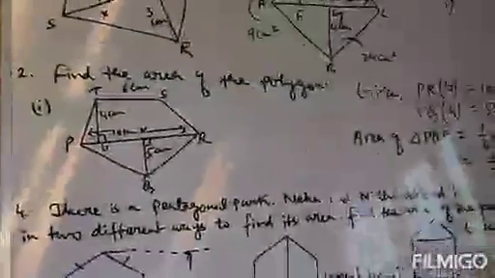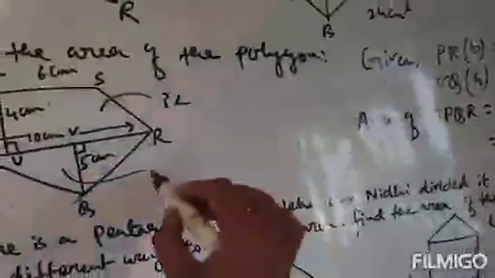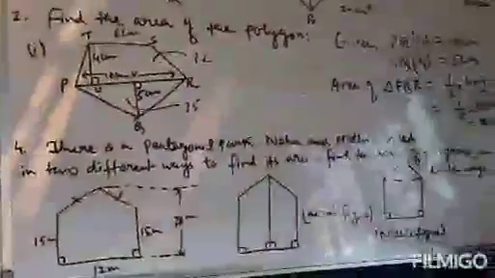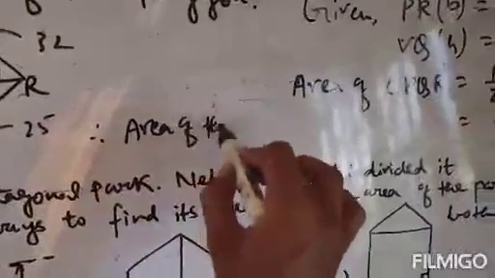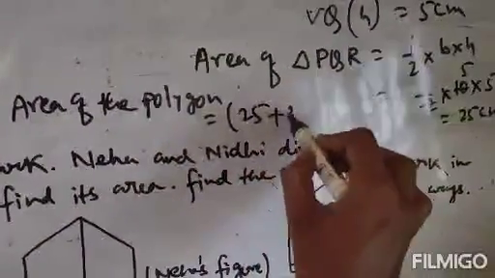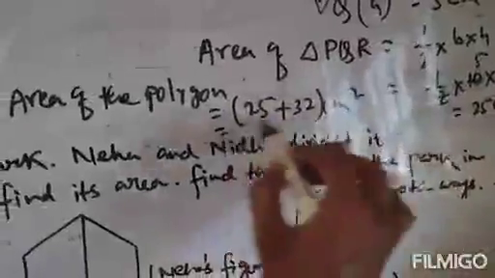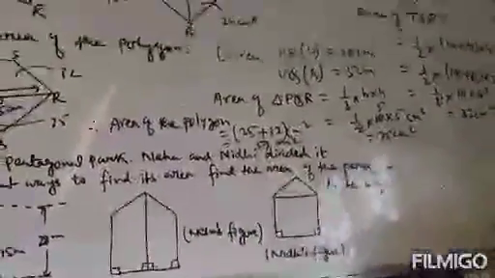To find the area of the polygon, this is 32 centimeter square and this whole triangle is 25 centimeter square. So add both of them. Therefore the area of the polygon equals 25 plus 32 centimeter square, that means 57. So 57 centimeter square will be the answer. Clear? Next, the last question from this worksheet.